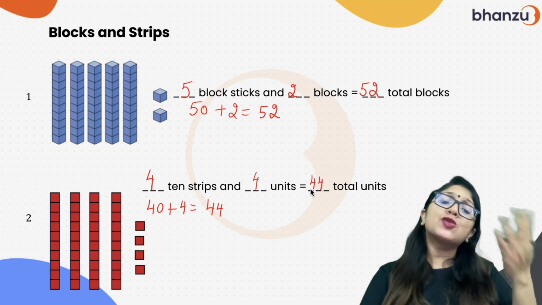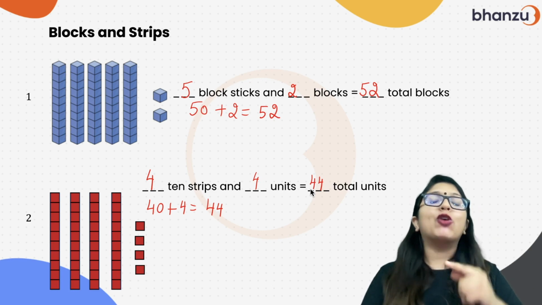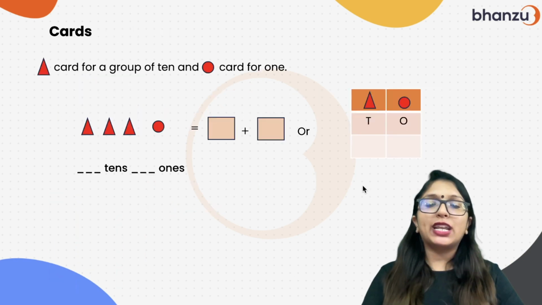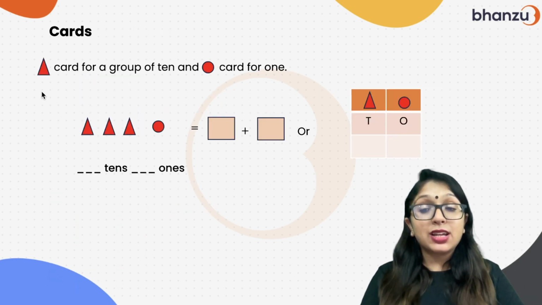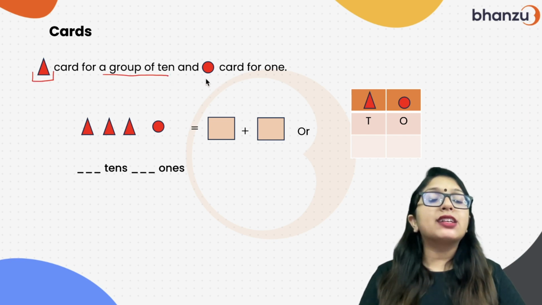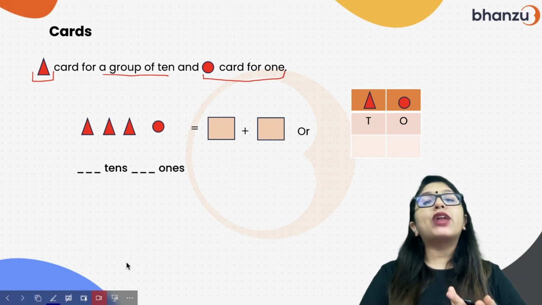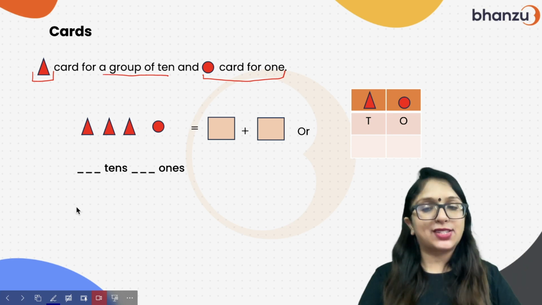So we did this one also so easily, and I am very sure now you know how to count the blocks and how to count the strips. Let's go ahead to the next one. Now we will be counting through cards. So this triangular card is for a group of 10 and this circular card is for a group of 1. So let's see how many triangular cards are there. 1, 2, 3. So there are 3 tens, right?